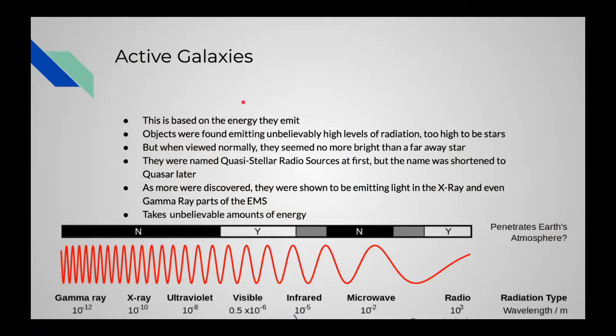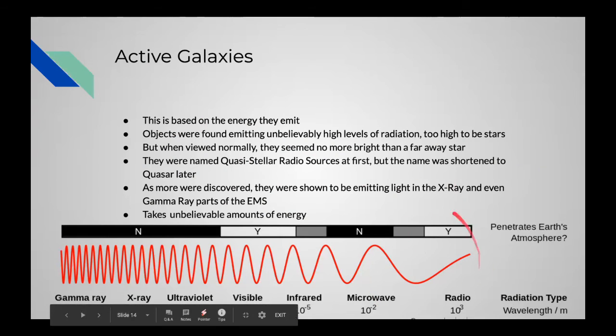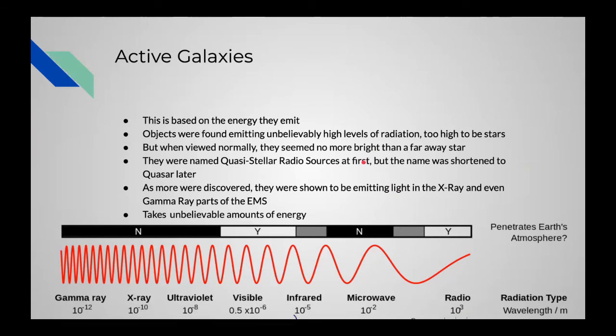Yeah. So we do call some galaxies active galaxies. Now, this is based on the type of energy they emit. Now, this is just a quick story for you. Some objects in space were found to be emitting unbelievably high levels of radiation, much too high to be stars. But when you viewed them through a normal telescope, they just seemed like a normal star, just a faraway one. They were named quasi-stellar radio sources at first because a lot of energy was being sent in this part of the electromagnetic spectrum, radio waves. But then the name was shortened to quasar, which sounds cool.